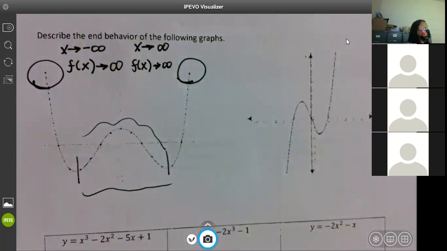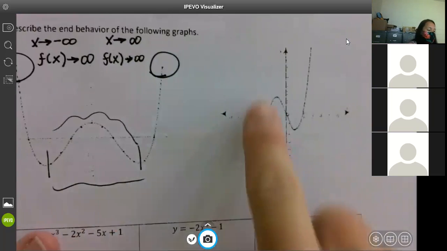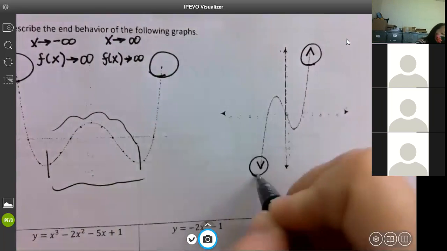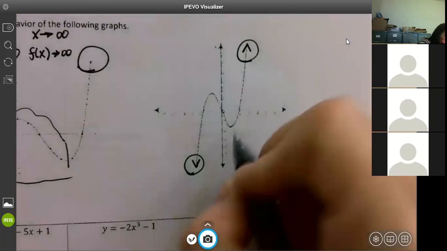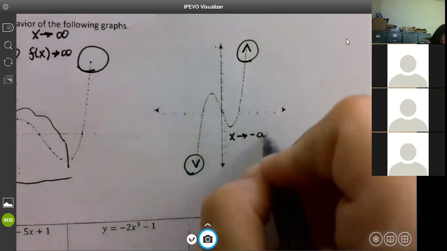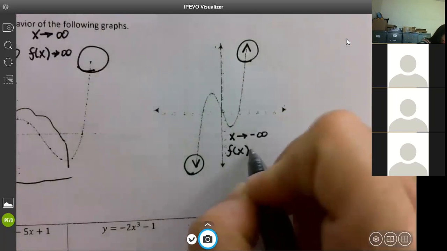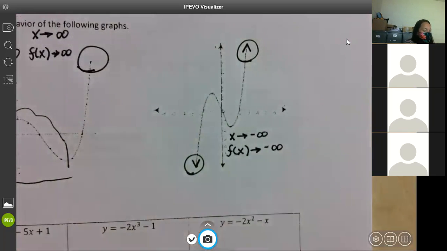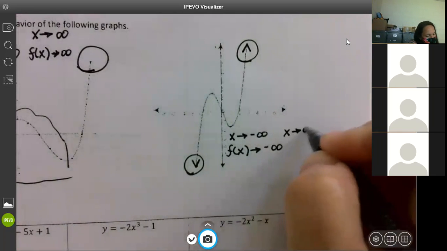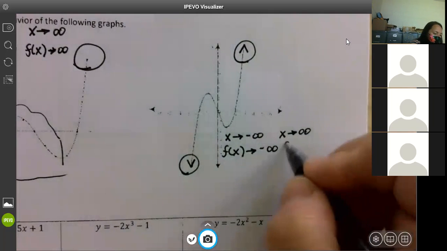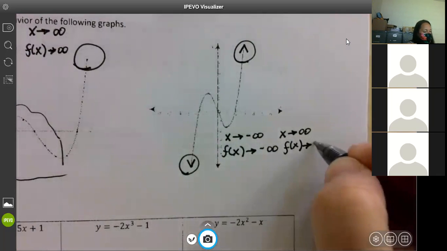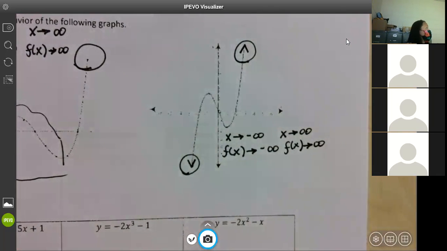That's it, y'all. That's literally all we're doing. Again, doesn't matter what's in between. All we're looking at are the two ends right here. So on the left, where does it point? Negative infinity. Perfect. Now remember the left is x goes to negative infinity. On the right, x goes to positive infinity. Where does the right side point? Positive infinity. That's it. That's all you're doing.